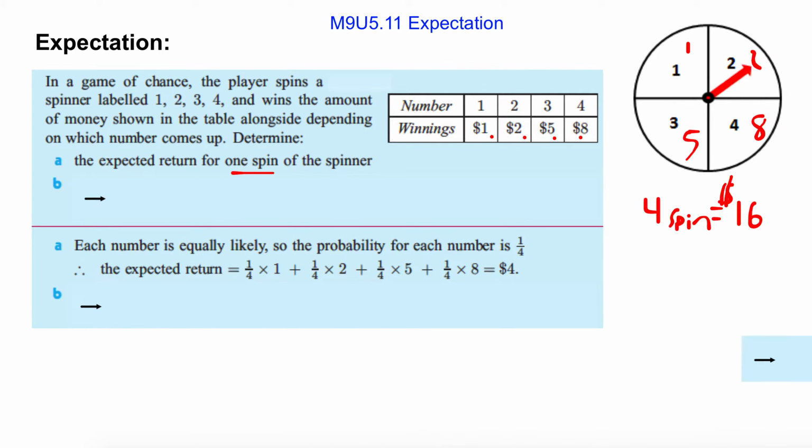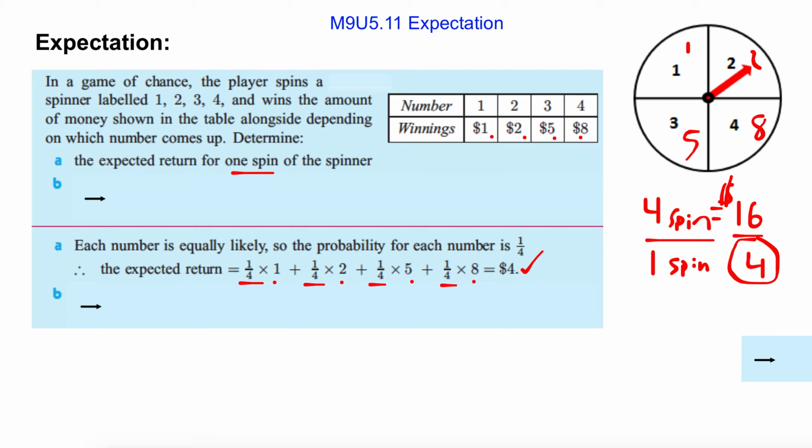We know that a fourth of the time you'll get $1, a fourth of the time you'll get $2, a fourth of the time you'll get 5, and a fourth of the time you'll get 8. And if you multiply those and add, you should get, sorry, 4. Another way to look at it is this. I know in 4 spins I'll get 16. So therefore, in 1 spin, I should get a fourth of that. So in 1 spin, you should get $4. That's another way to look at it.